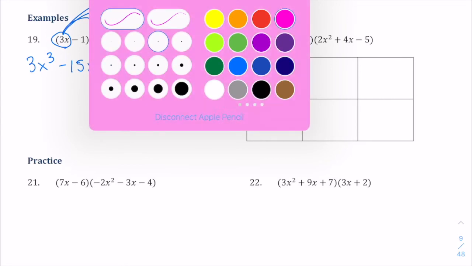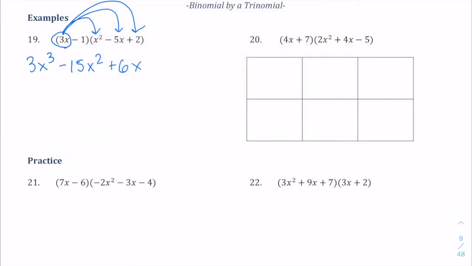I'll switch colors. Now I'm going to take the negative 1. I'm going to distribute it to the first term here, x squared. Now, a sneaky thing that you can do to make your life a little easier is, instead of just continuing it off to the right here, I could, but I'm going to start lining things up so that I'm ready to combine my like terms. So I know I'm going to get negative x squared. I'm going to write it directly under my other x squared term.